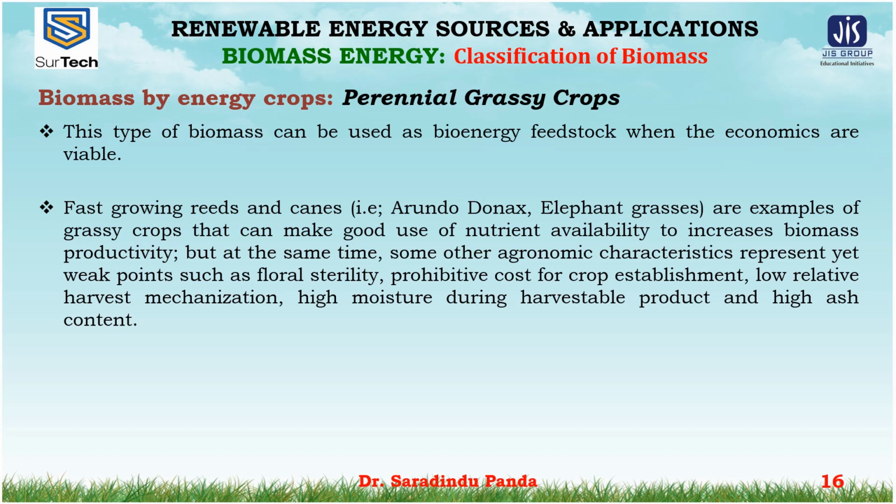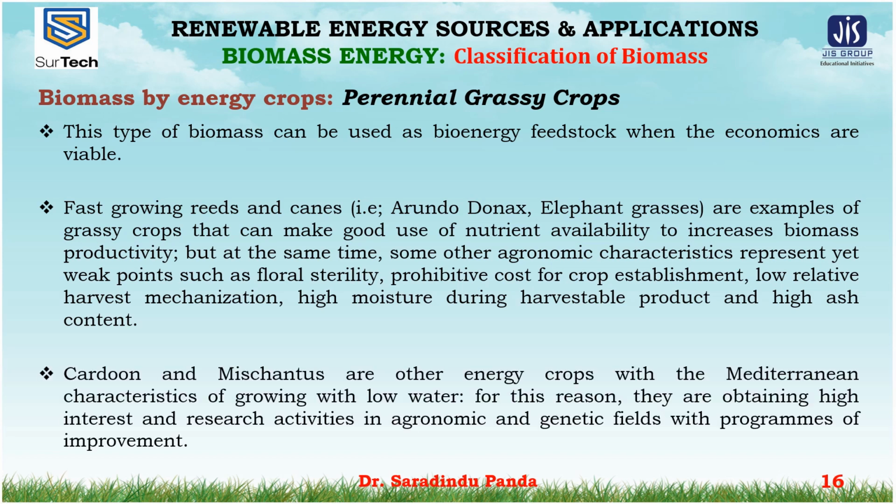But at the same time, some other agronomic characteristics represent weak points, such as floral sterility, prohibitive cost for crop establishment, low relative harvest mechanization, high moisture in the harvestable product and high ash content. Giant reed and miscanthus are other energy crops with Mediterranean characteristics of growing with low water. For this reason, they are attracting high interest and research activities in agronomic and genetic fields, with programs of improvement.